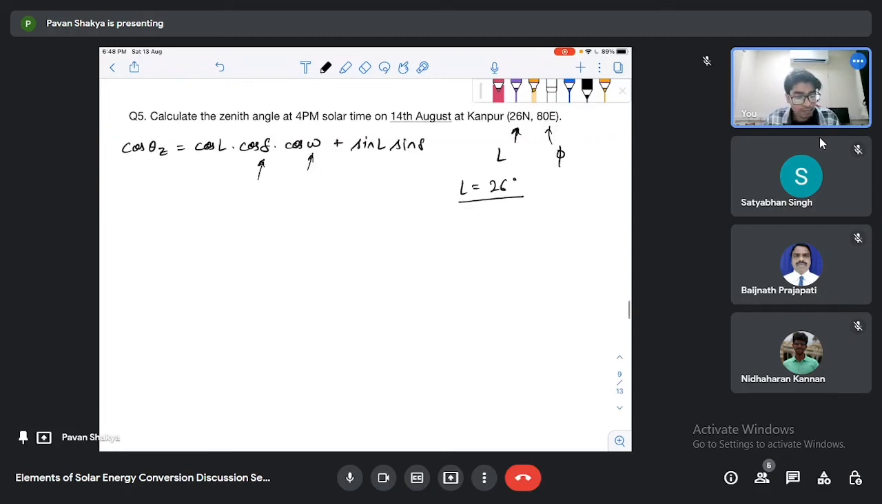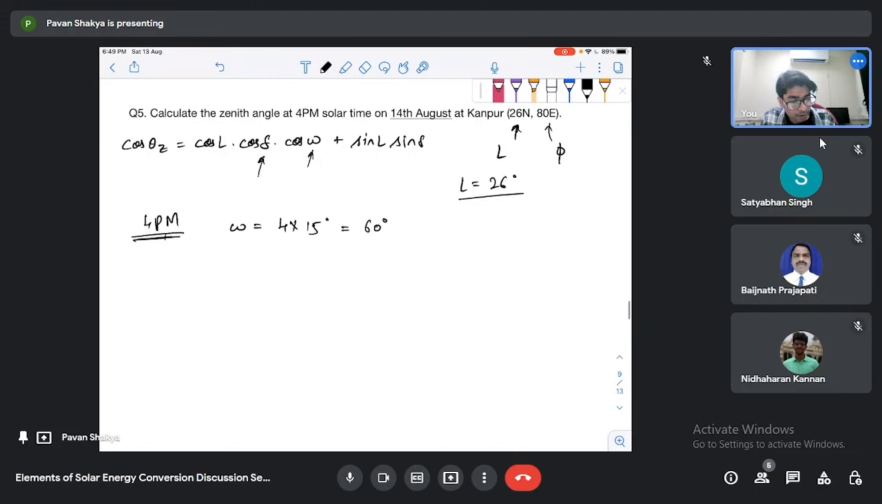Okay, so as the time is given, 4 p.m., as I have discussed earlier, with the given time you can easily calculate the hour angle. So at 4 p.m. the hour angle omega is equal to 4 hours after 12 noon. That is why I have multiplied 4 with 15 degree. So omega will be 60 degree. Now we require only the declination angle, that is delta.